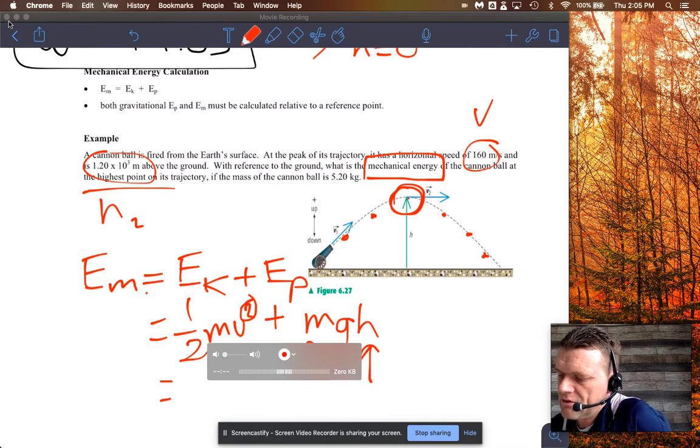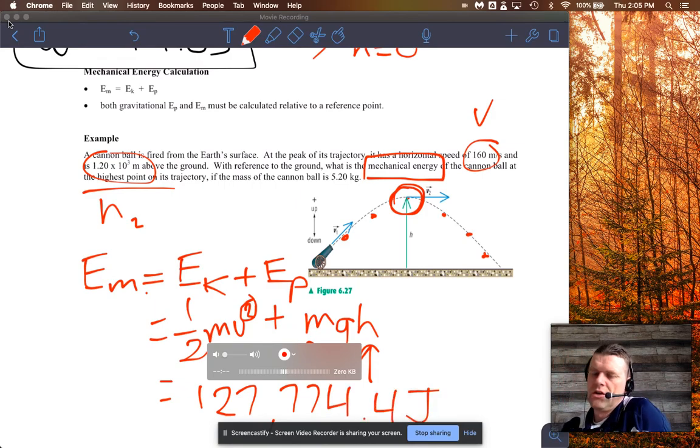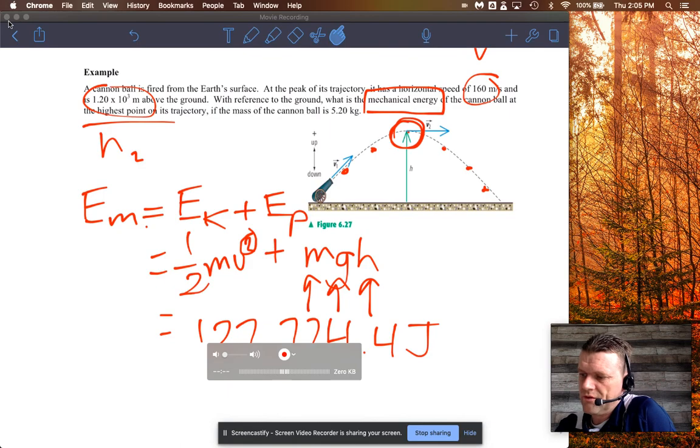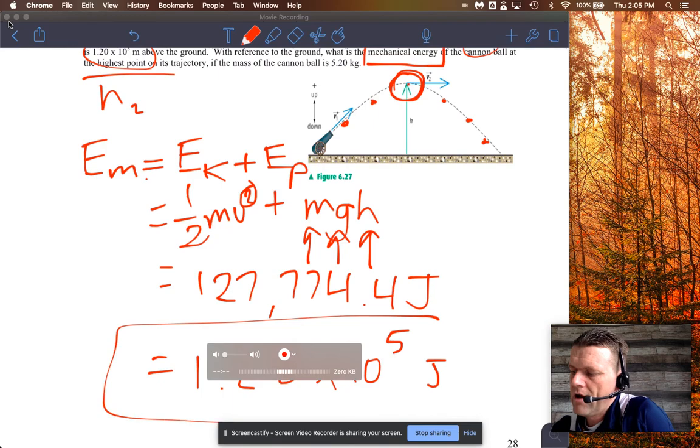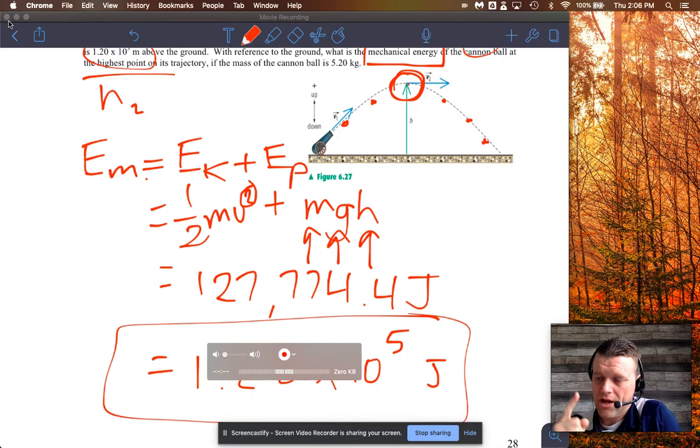Okay, and like you saw before, I've been doing some of these practice questions. It's not uncommon to get a really big number when you're dealing with energy, because large masses that are moving or have a gravitational potential energy are going to have a lot of joules of energy. Okay, so yes, I do need to answer this using scientific notation. There appears to be 3 significant digits, so I'm going to round this to 1.28 times 10 to the 5th joules. That would be the mechanical energy, or the sum of both the kinetic and the potential at that position.